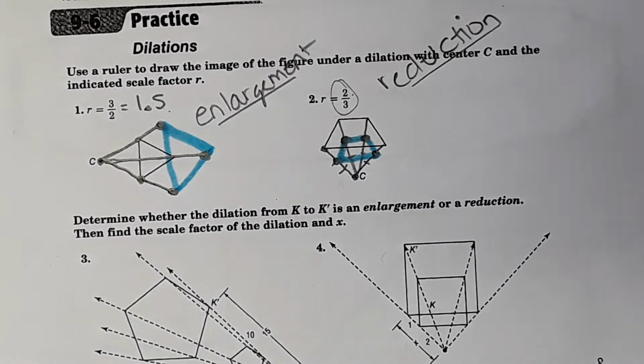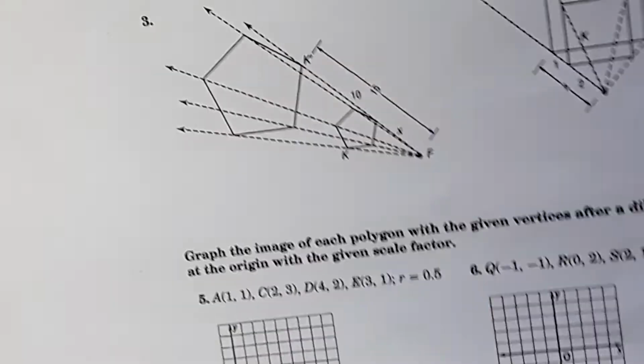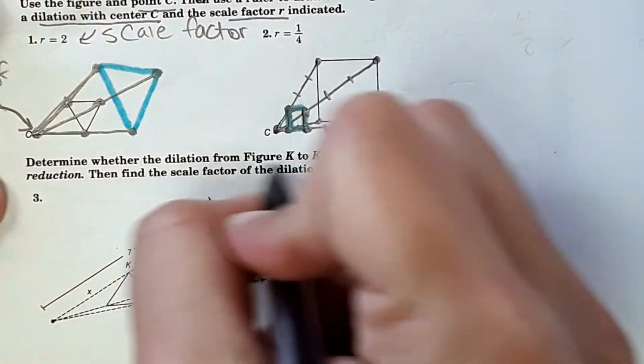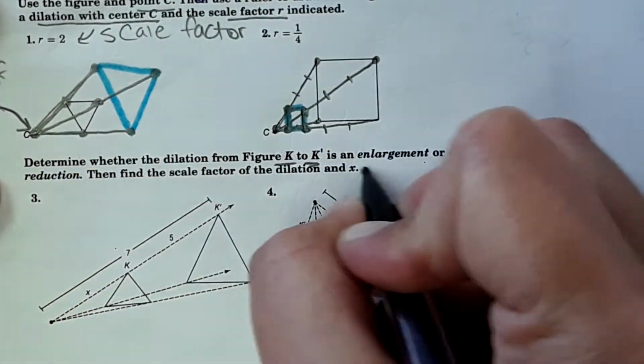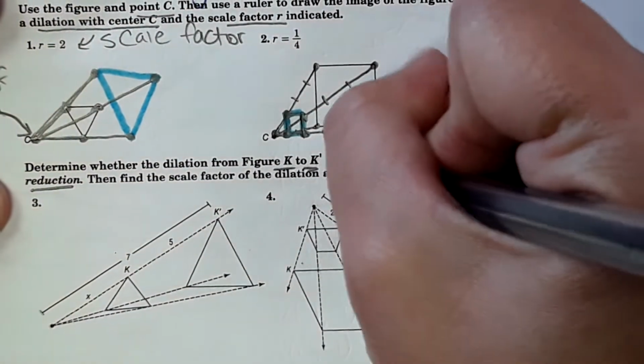Okay, next concept, and it builds from here, as you probably realize. Okay, so I'm going back over to the other side. The directions say determine whether the dilation from K to K prime is an enlargement or reduction. So I already touched on that. And enlargement's when it gets bigger.